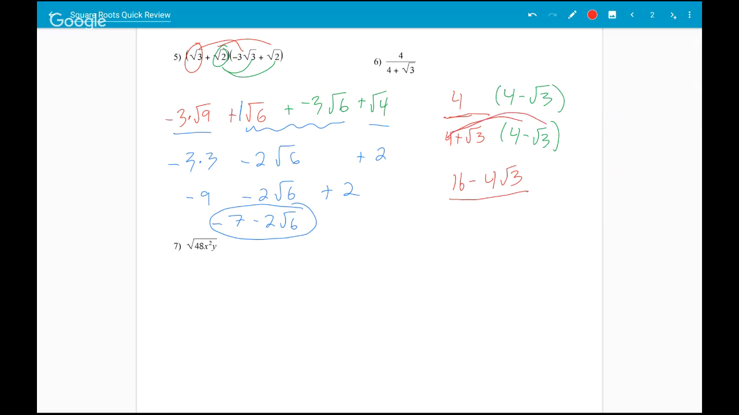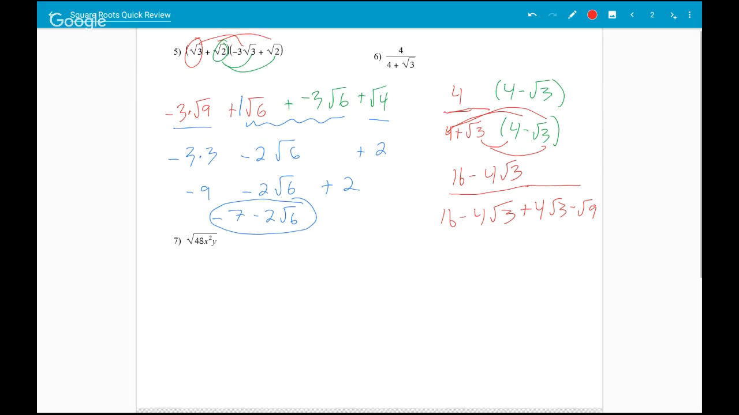So I'm going to distribute the 4, 16 minus 4 root 3. And I'm going to distribute the root 3. I get 4 root 3 minus the square root of 9. Now, it looks like I made something that's significantly more complicated, but I really didn't.